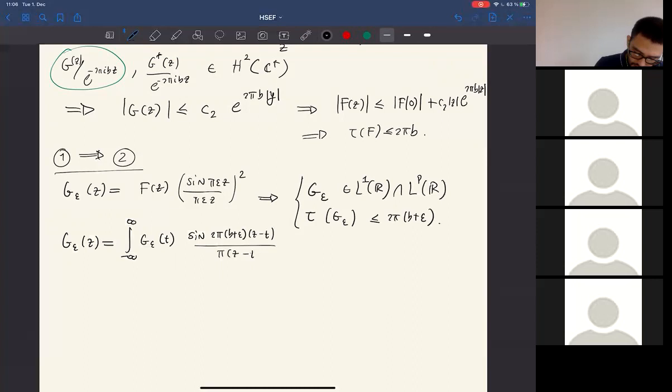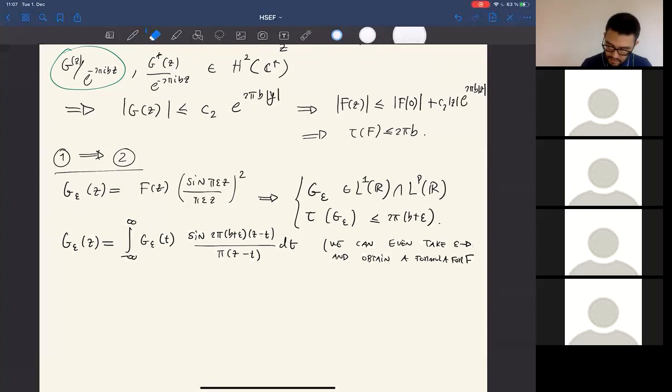Okay. And then we can even take epsilon to zero, because when epsilon goes to zero, this guy is converging in L^p back to f, and this guy is converging pointwise and is bounded. If p is, for instance, less than infinity, then we can apply the dominated convergence theorem to show that if I take epsilon to zero, then I even get a formula for f, which I don't want to use. Let me write this. Take epsilon to zero and we get a formula for f. Okay, this is just a side remark.